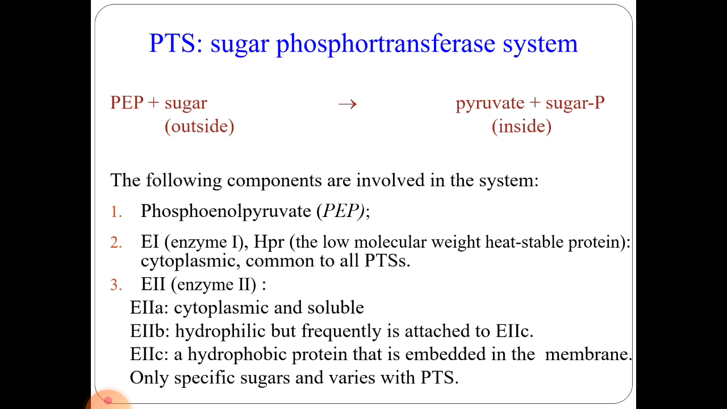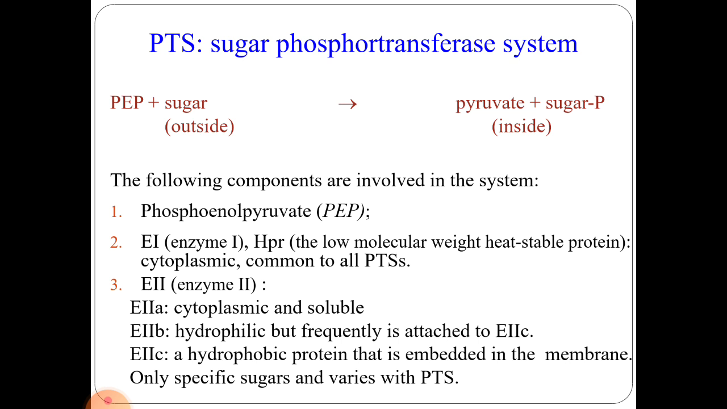Enzyme 1 is common in all PTS systems. The third component is enzyme 2. This enzyme 2 has 3 subcomponents or subunits: enzyme 2A, enzyme 2B, enzyme 2C. Enzyme 2A is present in the cytoplasm and it is soluble in nature. E2B is hydrophilic but frequently found attached to E2C. E2C is a hydrophobic protein that is embedded in the membrane, which allows the transport of the sugar molecule from outside to inside of the cell.